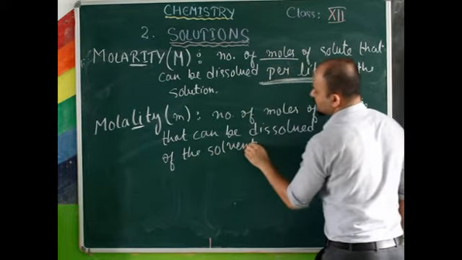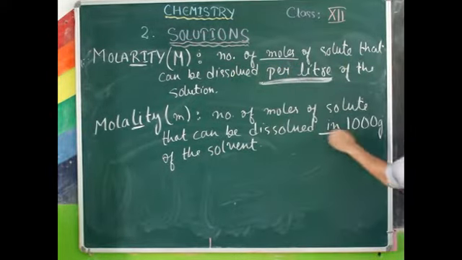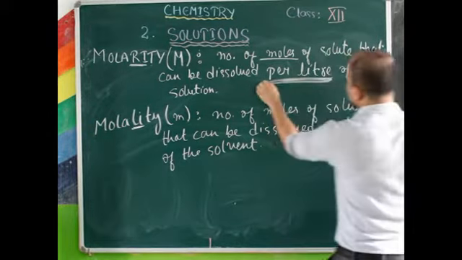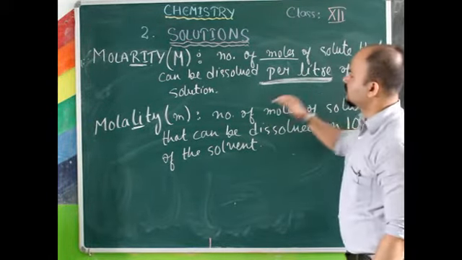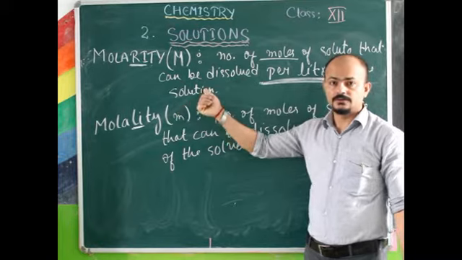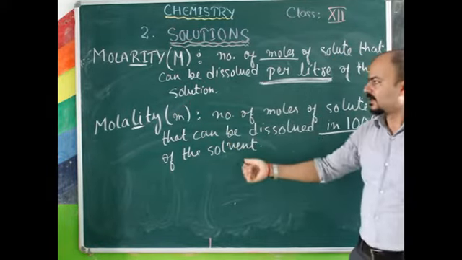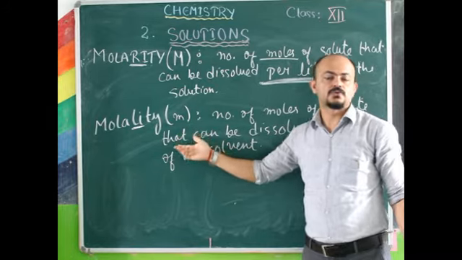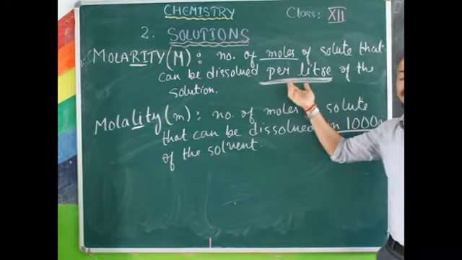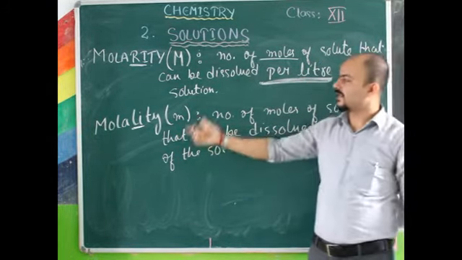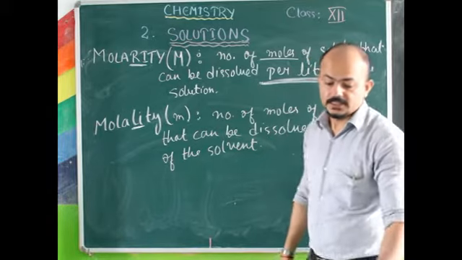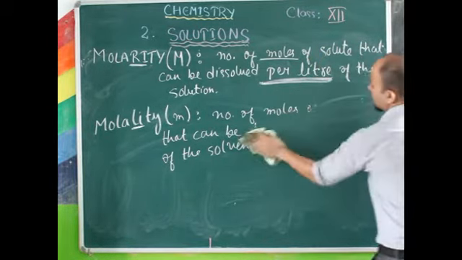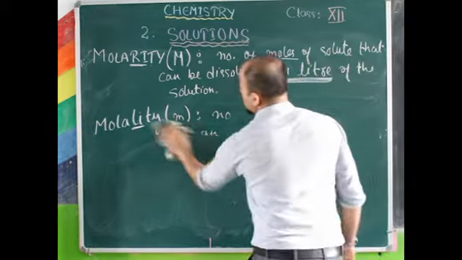Can you see the difference between molarity and molality? Molality has to be dissolved in 1000 gram of the solvent, and molarity has to be per liter of the solution. Hope this difference is clear. I wrote the definitions sidewise so that you could make out the difference. Now let's come to the calculation part, or the expressions, of molarity first.